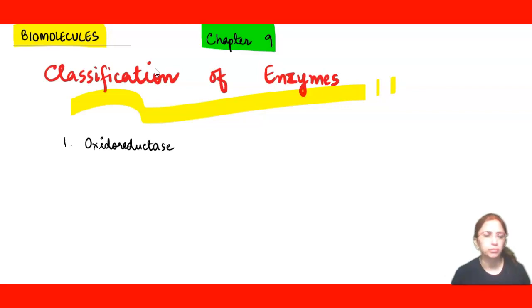If you take the example of any of the enzyme, be it amylase, carboxylase, sucrase, what is common in all these enzymes? All these are ending with the suffix ase. So whenever you are getting a word ending with ase, 99.9% chances are there that they are talking about an enzyme. So the first class includes the enzymes which are known as oxidoreductases.